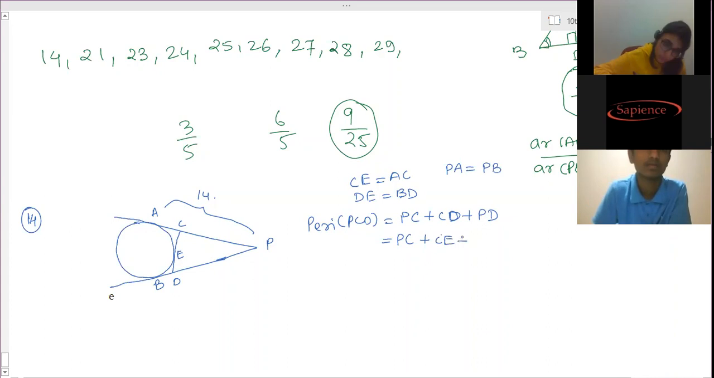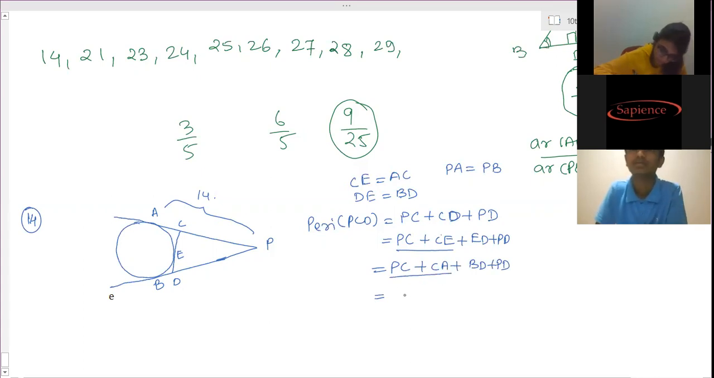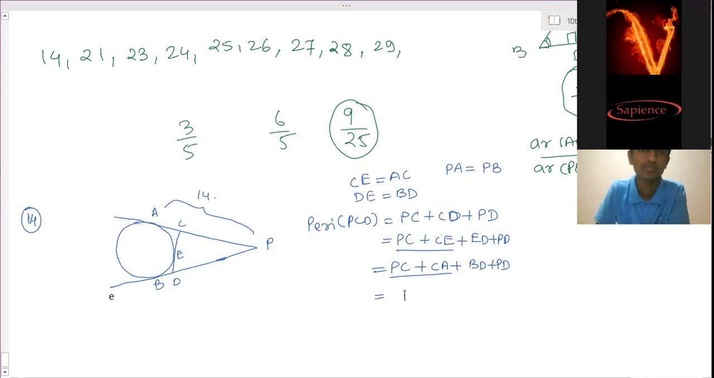Perimeter is PC plus CE plus ED plus PD. What is PC plus CE? CE replaced with CA. ED replaced with BD plus PD. PC plus CA is PA. PA plus PB, BD plus PD. PA and PB are equal.